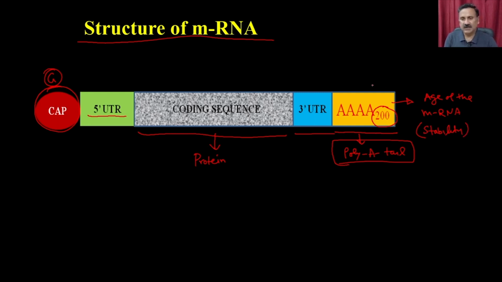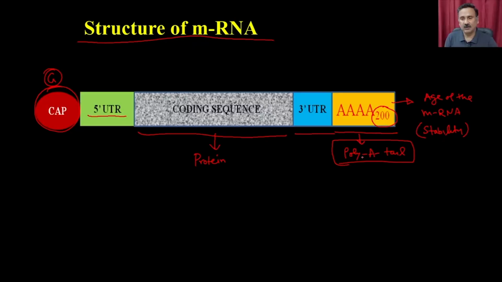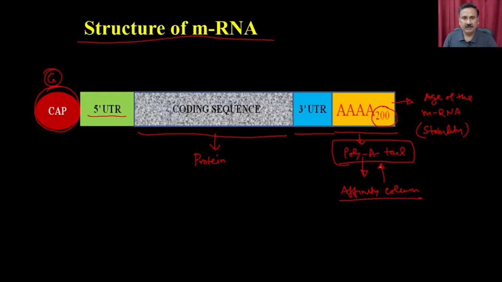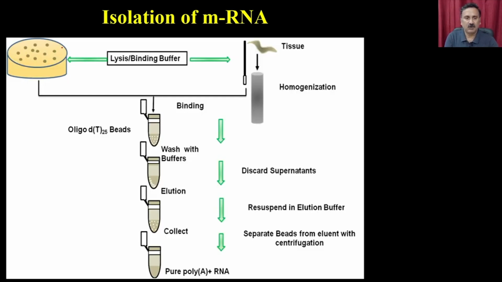Now, this is the region which one can use to identify and purify the messenger RNA. What you can do is design an affinity column, and that affinity column is going to have a very high affinity for a poly A tail, and that is how you can isolate all the messenger RNA present in the cytosol. So these are the different steps you are going to follow for the isolation of the messenger RNA. This is step 1 in the construction of the cDNA library.